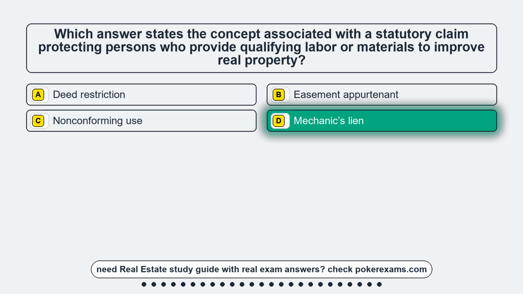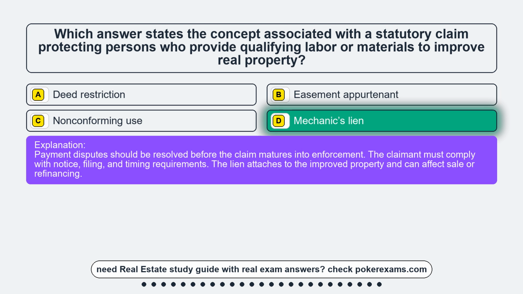Mechanics lien. Payment disputes should be resolved before the claim matures into enforcement. The claimant must comply with notice, filing, and timing requirements. The lien attaches to the improved property and can affect sale or refinancing.